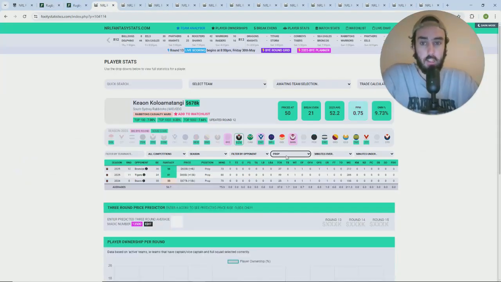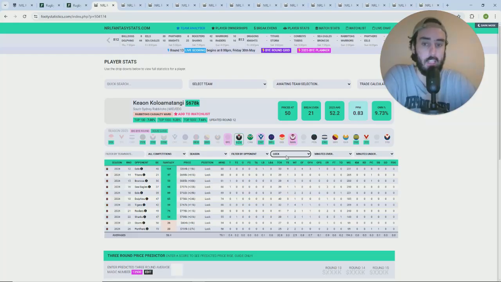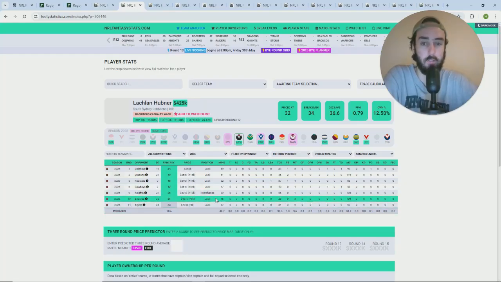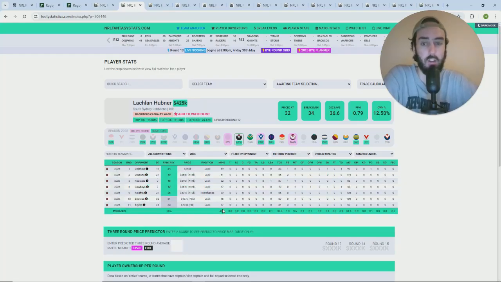Obviously, Kaloa Matangi doesn't have too much data at prop. He's only played the 3 games, but lock is pretty similar. And we'd expect him to score between 56 and 58 based on those 2 roles. And then Hubner, playing over 30 minutes this year, he's averaging 38 in 47 minutes. His minutes have been a little bit lower recently, but I'd expect him to get somewhere close to that, so I'm going to project him at 38 points.